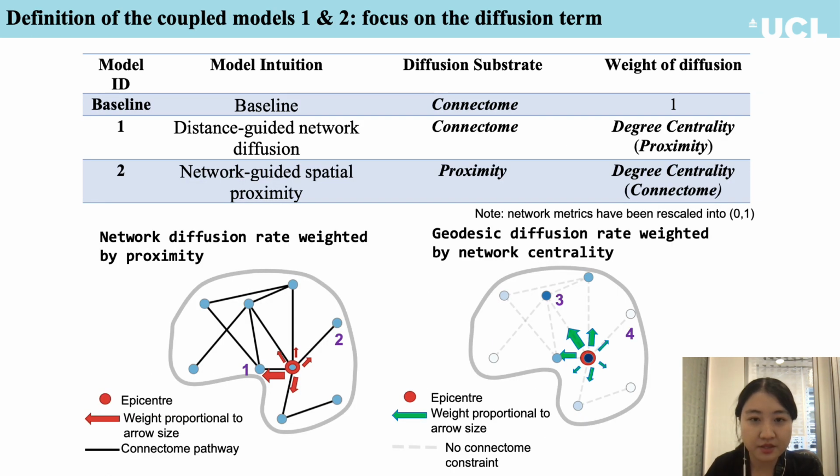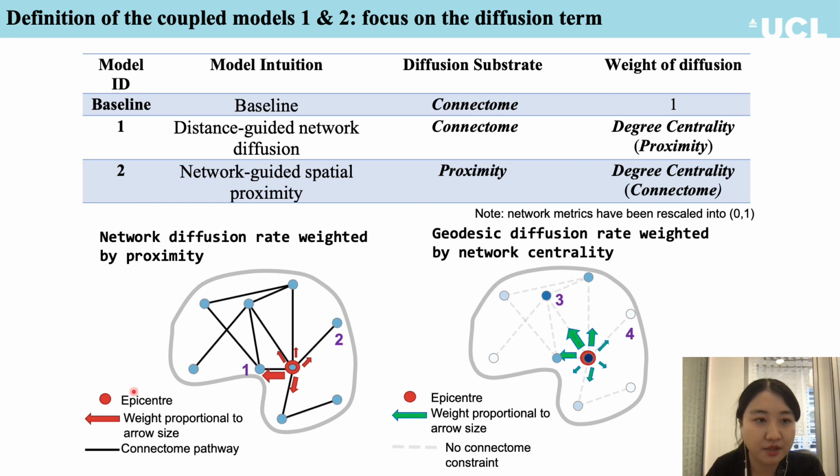To begin with, let's look at the first 2 submodels, which add spatial distance information to the baseline model that previously only depends on the connectivity density. The first submodel is called distance-guided network diffusion, where we still assume the pathology diffuses along the brain connectivity, but we further weight the rate using the spatial proximity, so the closer the region is to the epicenter, the faster the diffusion is. So in the first plot below, you can see that region 1 has higher diffusion rate than region 2, according to our submodel, because it's closer to the epicenter.